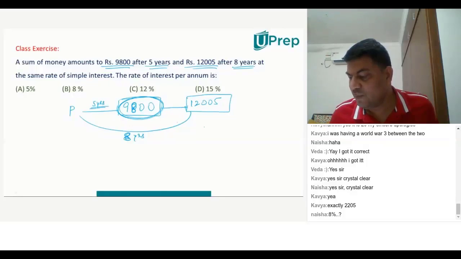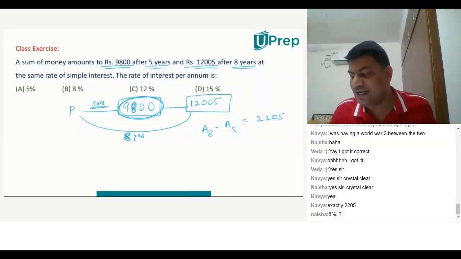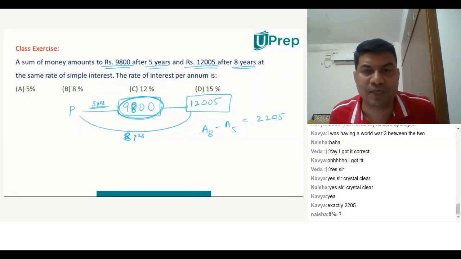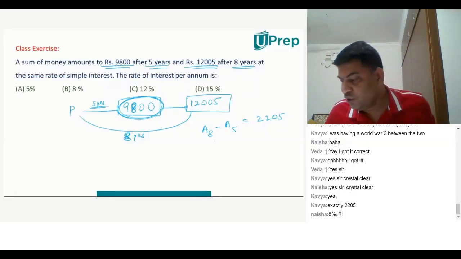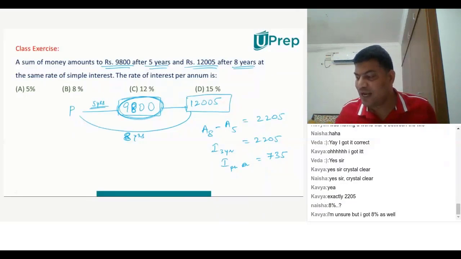So the difference of this is how much? 2205, like amount of 8 years minus amount of 5 years is going to give you 2,205. So that is the interest earned for 3 years. Can I say that it's an interest earned for 3 years? Yes, sir. So interest earned for 3 years will be 2,205. So interest per year is 735. So if interest per annum is 735, what is interest for 5 years?